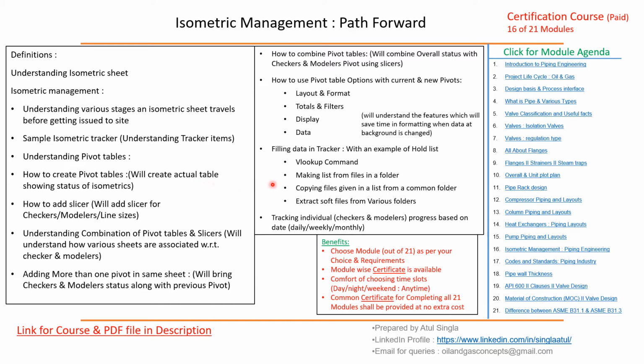We'll create actual pivot tables showing the status of isometrics. Okay, we'll take an example of an isometric tracker. We'll make a pivot table and see how we are generating the status of individual sheets. We'll try to cover that in this section.